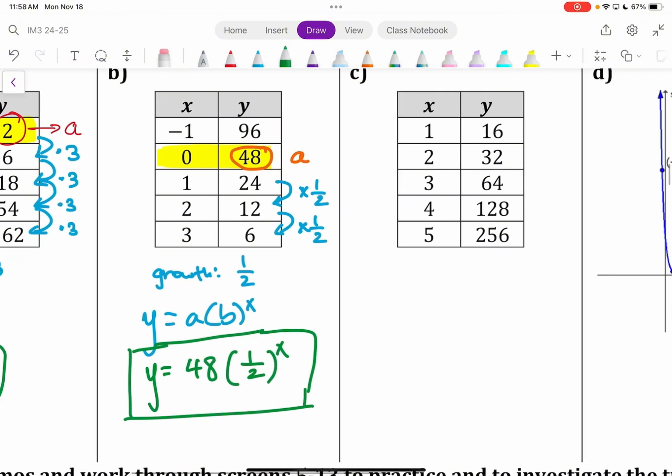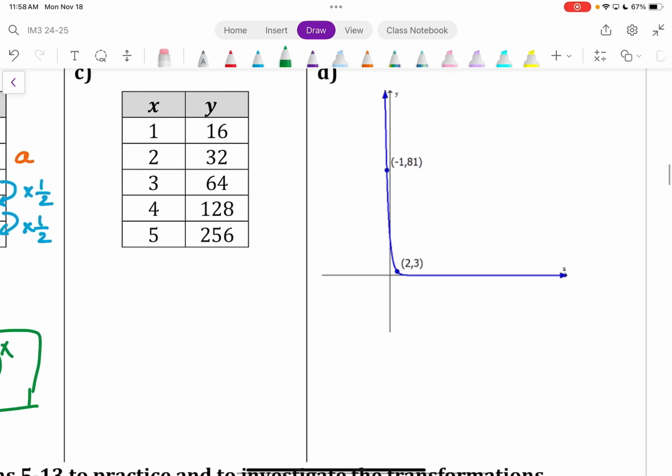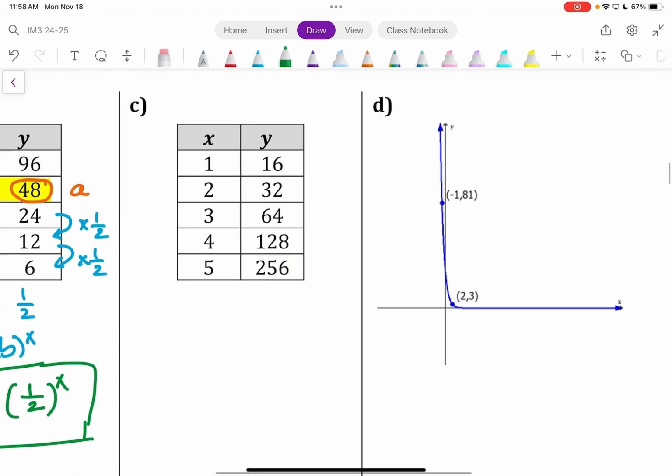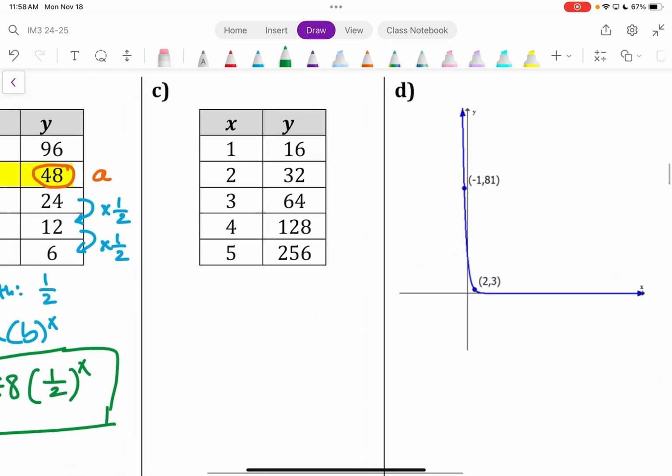Actually, let me leave this one up to you. You go ahead and try C now. You will notice that it does not have the y-intercept, so you do need to determine the y-intercept. All right, so you're going to have to work backwards here.